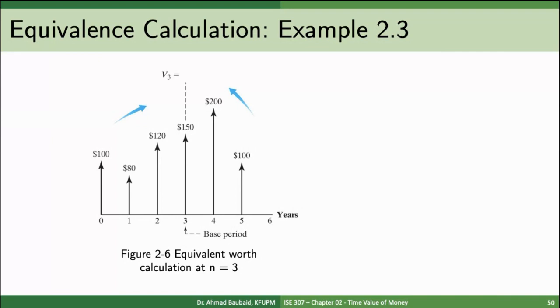How do we move things? Well, we already said if we're moving left to right, we apply the formula and the exponent is going to be positive. If we're moving right to left, then the exponent is going to be negative. So here, I need to move this to the left.